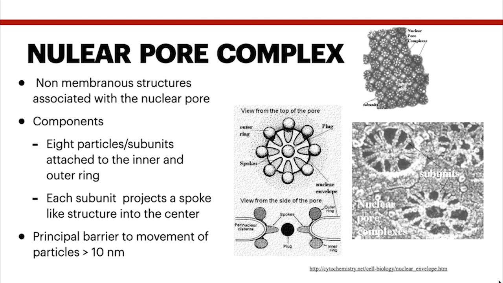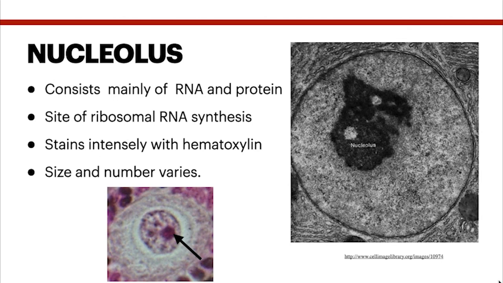The nuclear pore acts as the principal barrier to movement of particles greater than 10 nanometers. The nucleolus is visible in the light microscope as an eccentric structure in the nucleus. It is the site of ribosomal RNA synthesis. It stains deeply with the basic dye. The number and size of the nucleolus depends on the cell type.